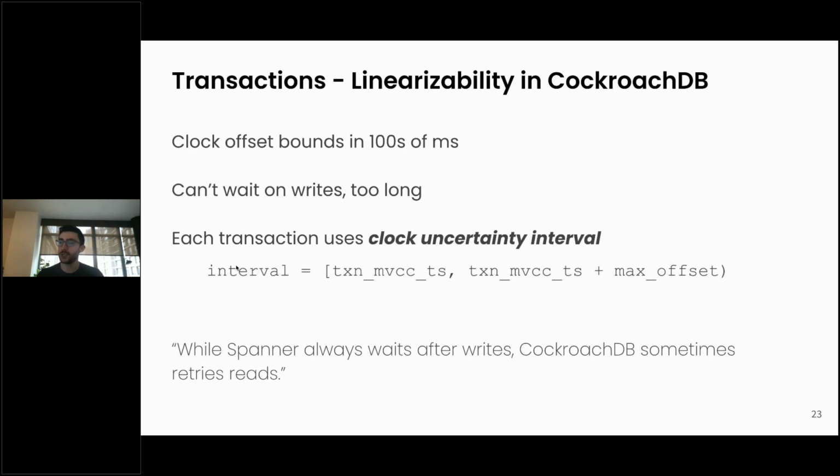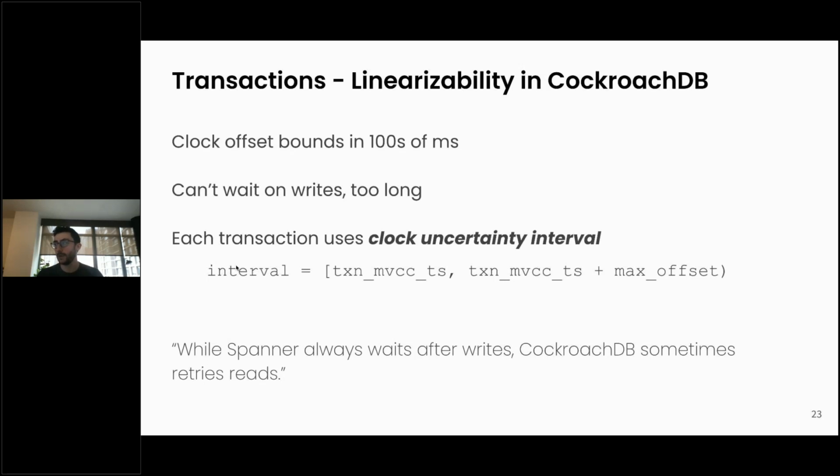And so this quote sums up the difference between CockroachDB and Spanner's approach fairly well. While Spanner always waits after writes, so while each transaction, when it commits, waits for some single-digit number of milliseconds, CockroachDB sometimes retries transactions after reads. And when I say sometimes, what I mean is that Cockroach won't do anything unless it observes an uncertain value in a transaction's uncertainty interval. And this means that if there's no contention in the workload, then there are never any retries.